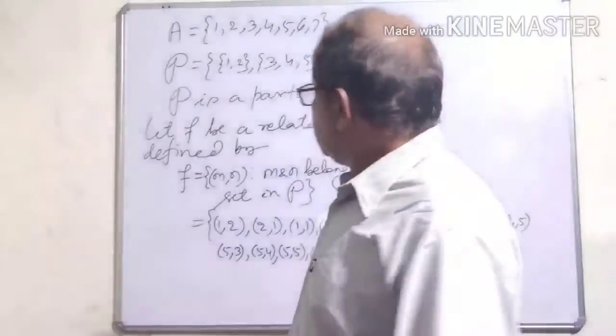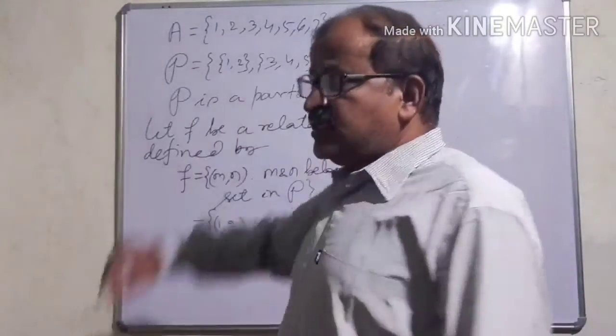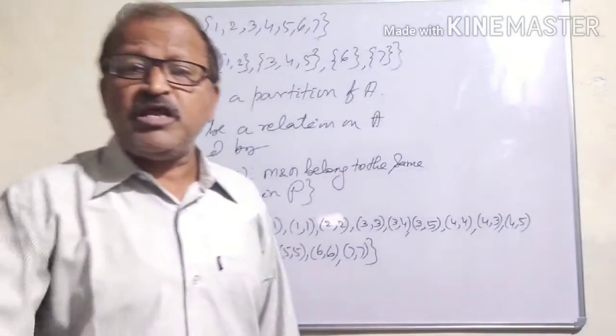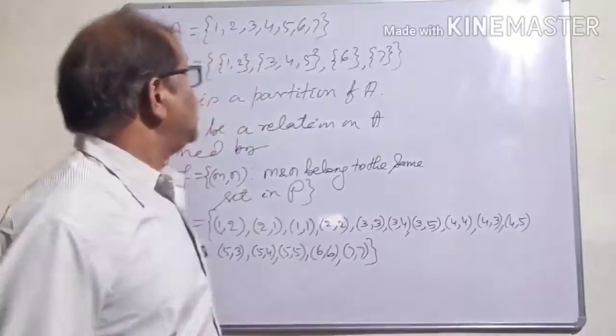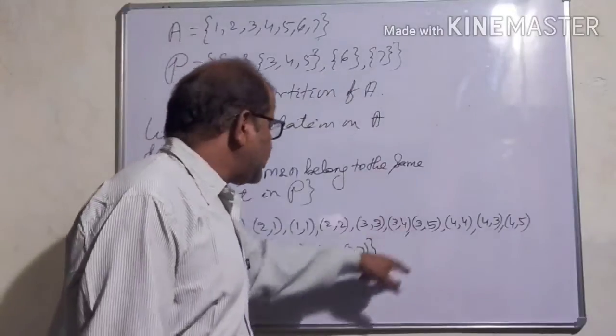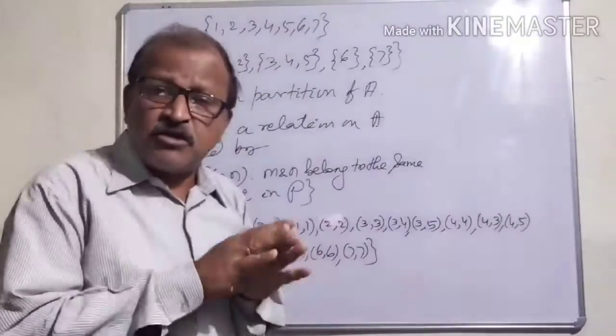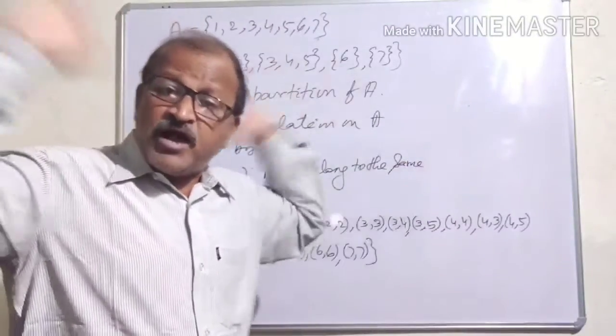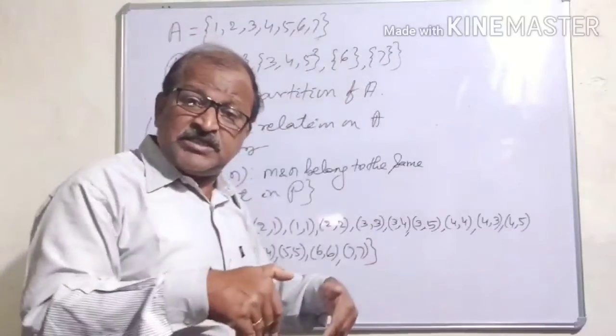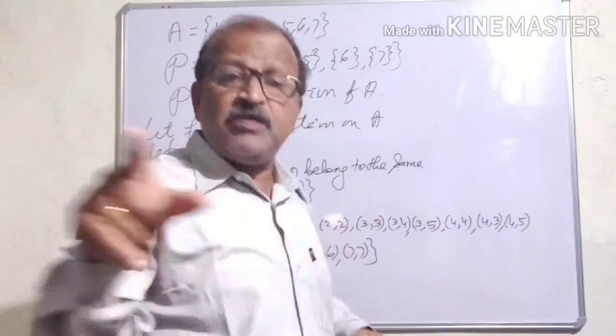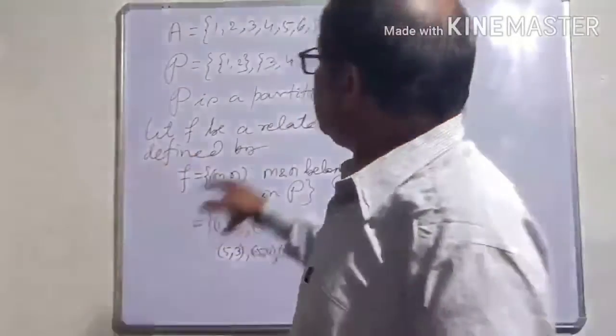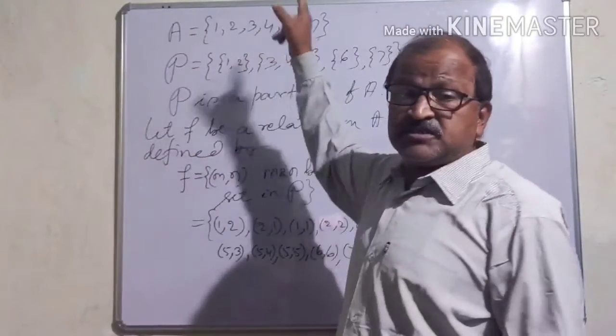You see, 6 is in a subset where only the element 6 is present. So 6 is only related to 6. It is not related to any other element. Why? Because except 6, no other element of A is in the same set as that of 6.